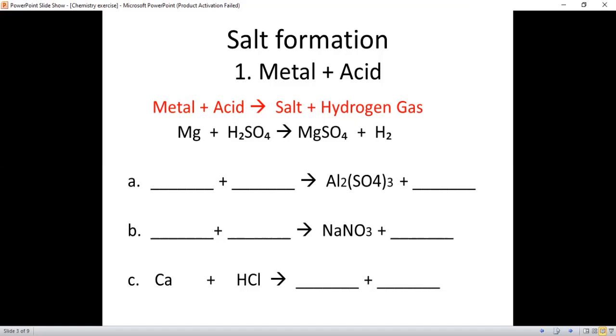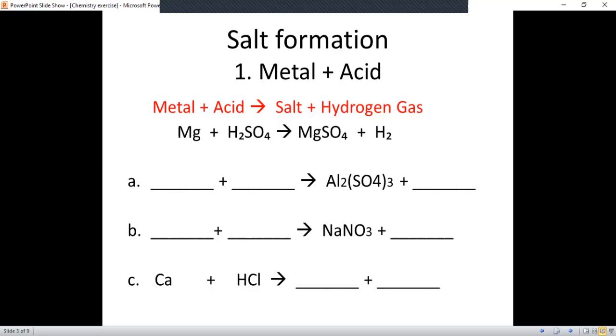Think about that. So what will react together to form aluminium sulfate? And what's remaining in here is aluminium sulfate and here hydrogen, okay? So keep in mind what you should write in order to complete the reaction.